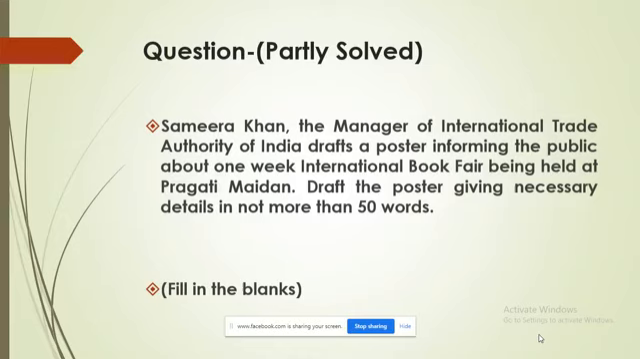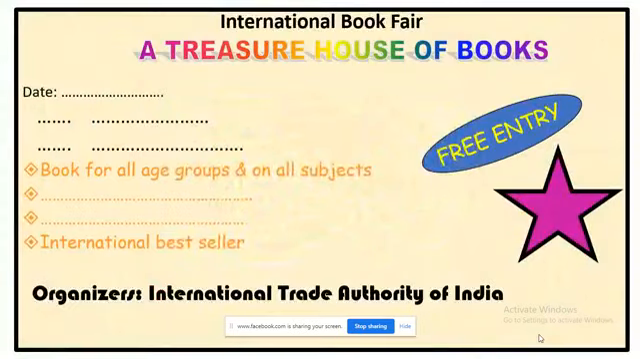Fill in the blanks. So here is a partially solved example for you. International Book Fair, a treasure house of books. So date, place, time, clear? Books for all ages and on all subjects. 2 more points you're supposed to write. International bestsellers, free entry, and what you're supposed to write in this star? Yes, discount. And who are the organizers? Very clearly mentioned. So see how simple it is to write a poster.